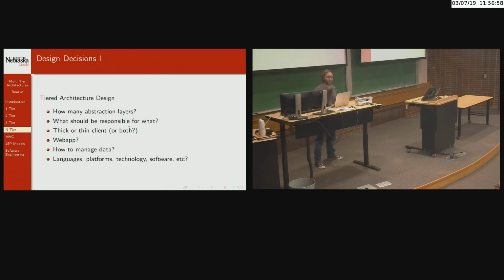You have natural questions when you get into this kind of stuff. How many abstraction layers should we actually use? Who should be responsible for what? Thick or thin clients, right? Web apps, do we want to support web apps and Android and iOS, right? How to manage data, which languages do we choose, which platforms, which technology.